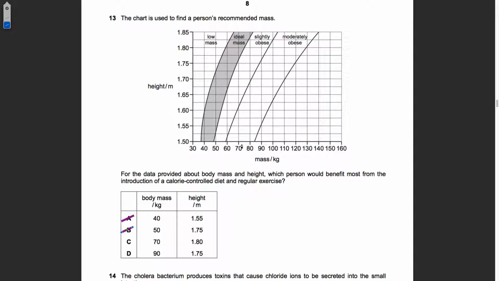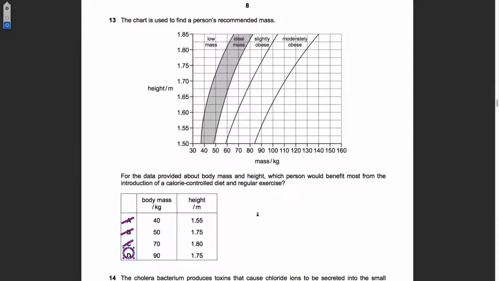C, they are 70 kilograms and 1.8 meters in height. There we go. And they are also, as person A is, in the ideal mass region. So no, it's not you. C, bye-bye C. For D, 90 kilograms, 1.75 meters. Okay, wait a minute, I've lost my place. Where are we? 90, 1.75. So they're just creeping into the moderately obese range. Now that's the person who may need to restrict their calories and then take up more exercise in order to lose weight and go back into the healthier sections towards the left of the graph. So the answer is D.